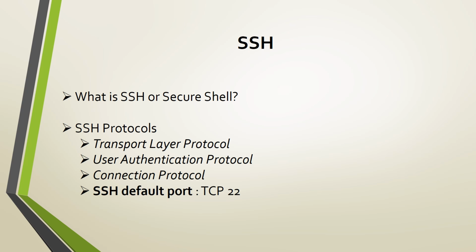We also have the user authentication protocol, which provides a way for the client to be authenticated to the server. In the user authentication protocol, there are three types of messages that are always used: string username, string service name, and string method name, which is the method-specific fields. We also have the connection protocol, which multiplexes multiple logical communication channels over a single underlying SSH connection. The SSH default port is TCP port 22.